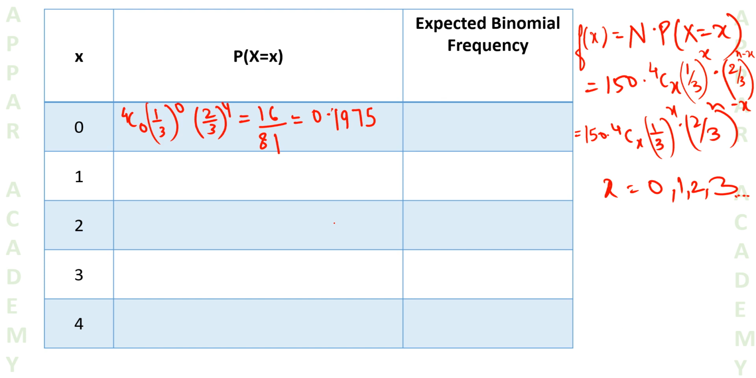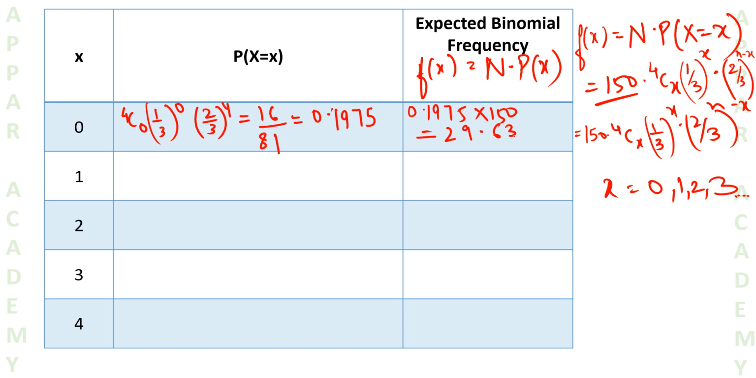Now, I need to multiply this by 150. So when I multiply it by 150, let's just write down like this, 0.1975 into 150. Why? Because f of x is equal to n into p of x. Right? So this value will get us 29.63, or approximately 30. I have already done these calculations, so I am simply writing out the values, but you need to calculate them.